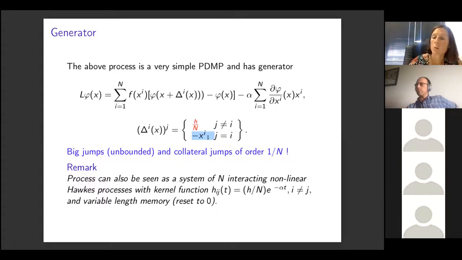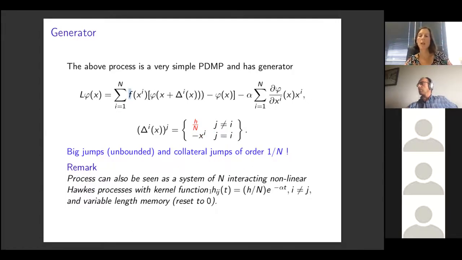We call that the big jumps, which are unbounded, and which are actually the reason why, even in the mean field limit, the model will stay stochastic. You will see that in the last talk of this session by Xavier. For those of you who like Hawkes processes, this process can be seen as a Hawkes process in dimension N. It's a system of interacting Hawkes processes, which are nonlinear because of the rate function f.